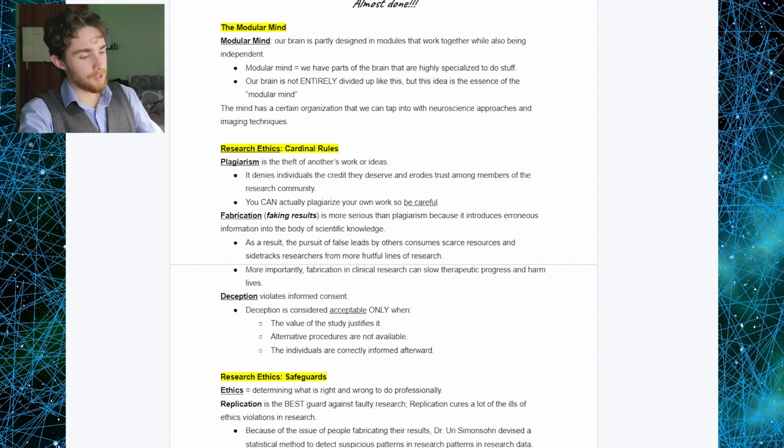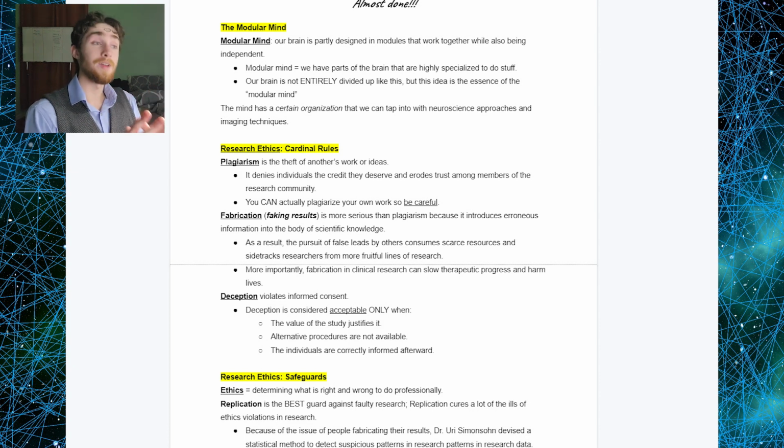All right, research ethics. We got this broken up into 3 parts. We're going to start with the cardinal rules, then we're going to talk about the safeguards, and then we're going to talk about the organizations. So, first and foremost, research ethics, cardinal rules. Plagiarism is the theft of another person's work or ideas. Plagiarism denies individuals the credit that they deserve, and it erodes trust among members of the research community. Now, to this point, you can actually plagiarize your own work, so if you get to writing a lot, just be careful.